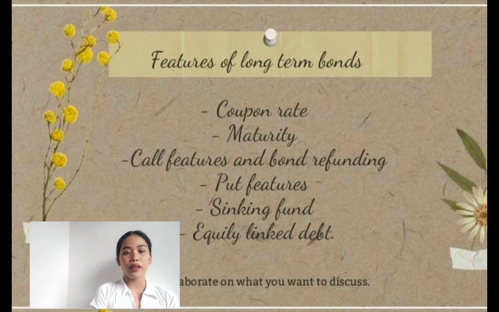Features of long-term bond: coupon rate. New bond rates are normally set equal to market interest rates on bonds of comparable quality and maturity so that the bonds sell at or near par value. Typically, maturity on long-term debt is about 20 to 30 years. Call feature, or bond refunding, is an optional retirement provision that permits the issuing company to redeem or call the issue prior to the maturity date at a specified price.